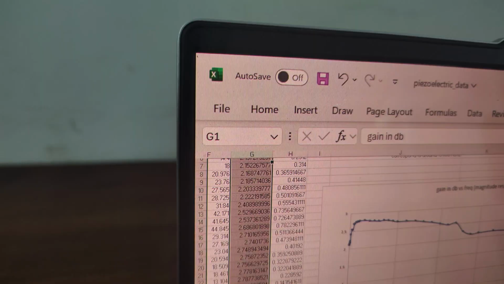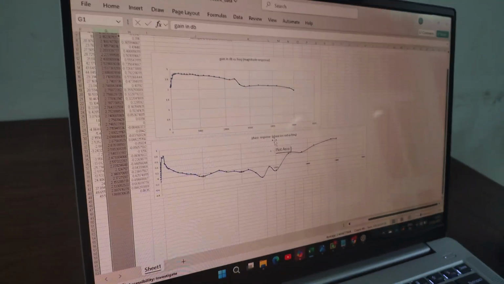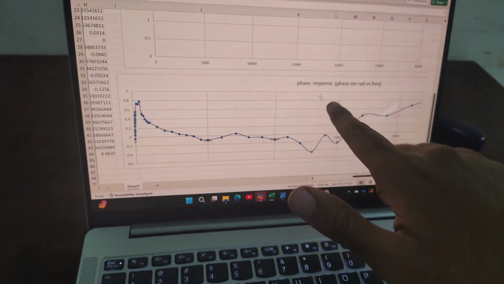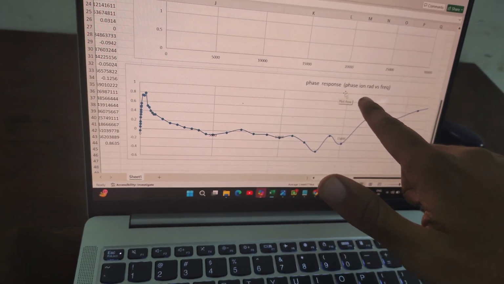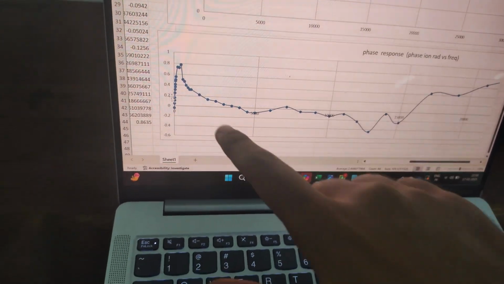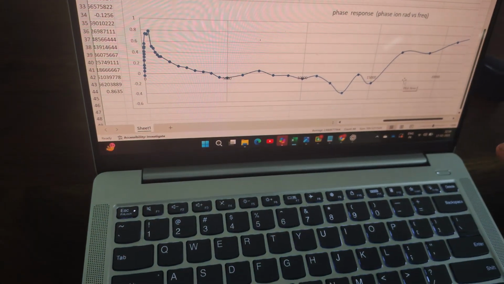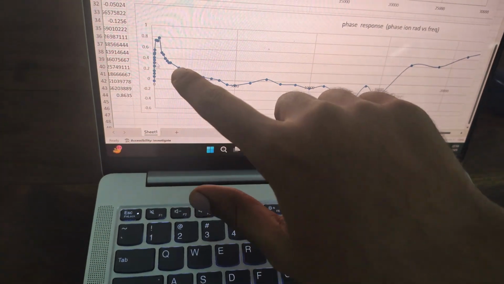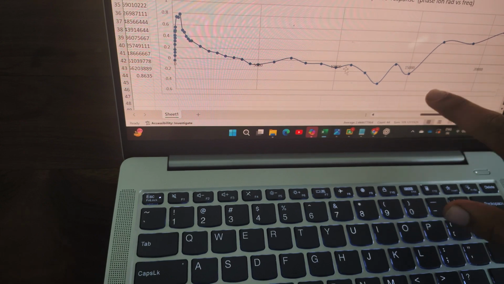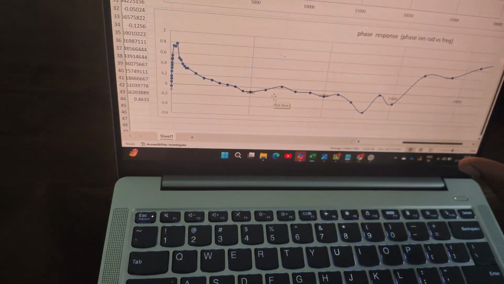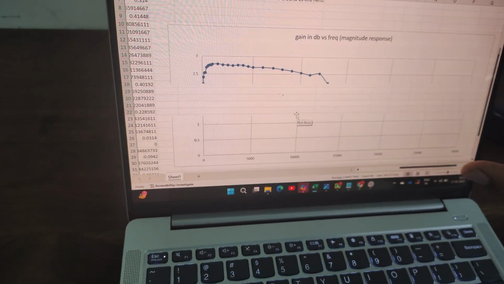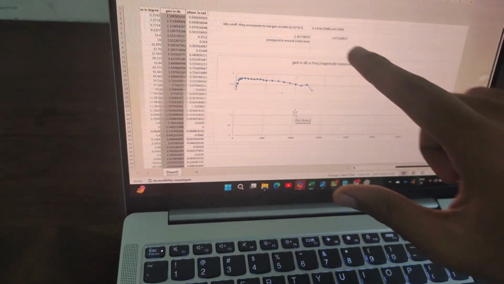And the second graph we have to plot is phase response. That is, generally phase response is a graph between phase in radians versus frequency. As we have taken from 1 kilohertz to 25 megahertz, the graph comes like increasing, reaches the maximum value, decreasing, increasing, decreasing, increasing. This is the graph of phase response, and this is the graph of magnitude response, and we have shown the 3 dB cutoff.